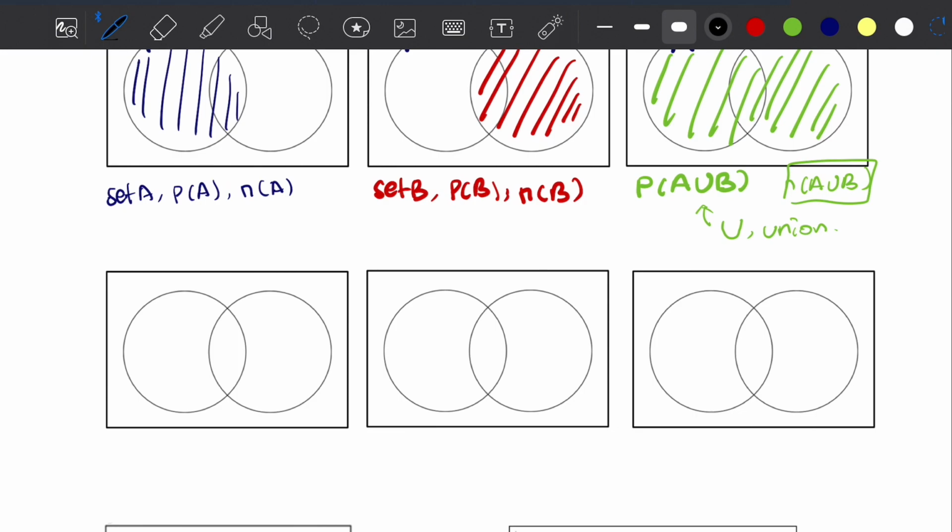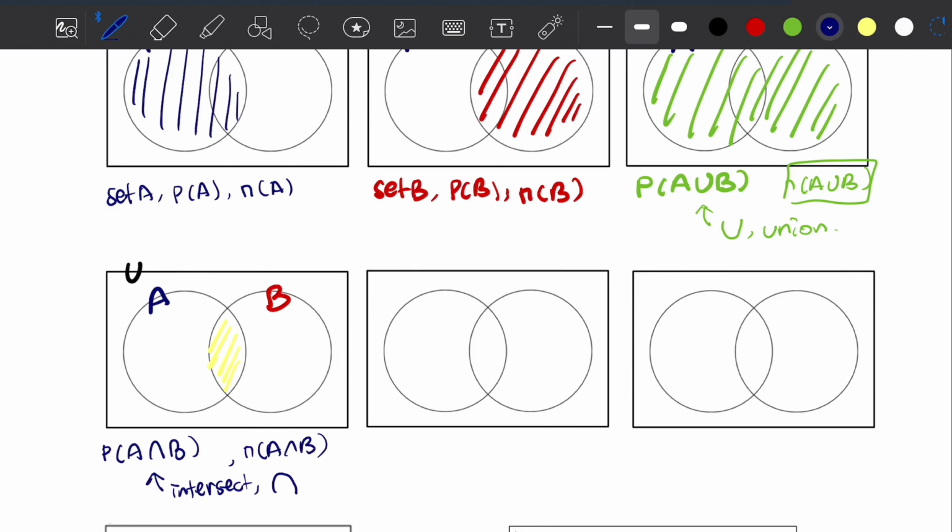If we also consider a case where we have sample space U, event A, event B, and we are only considering the overlap between A and B, then this is the case of the probability of A intersect B. The symbol between A and B here is called the intersect, or it looks like the U backward. Or we can also represent this with the number of A intersect B.